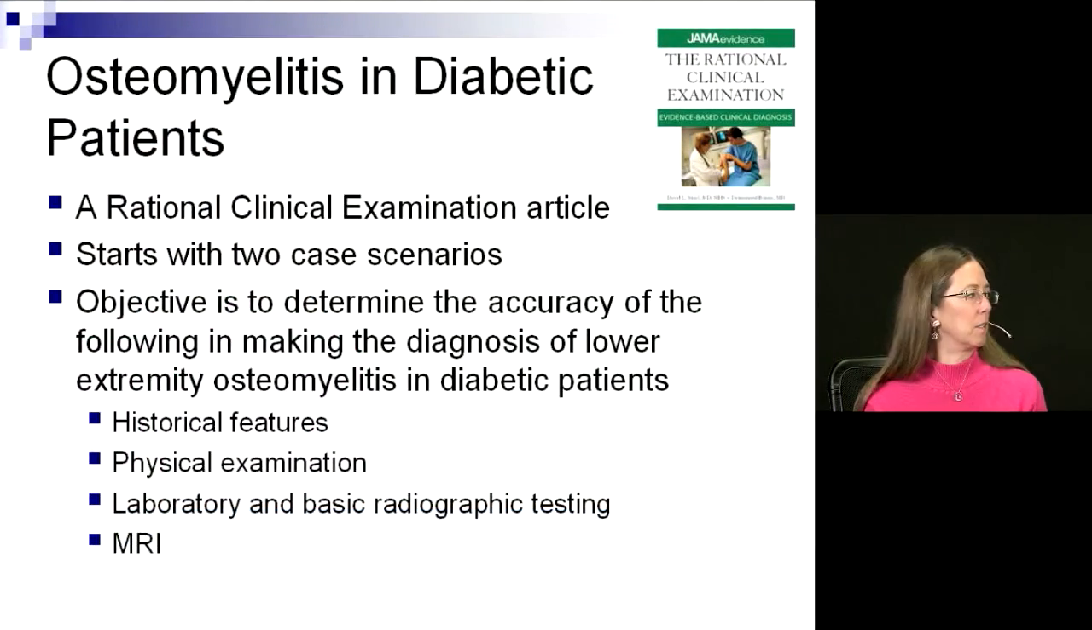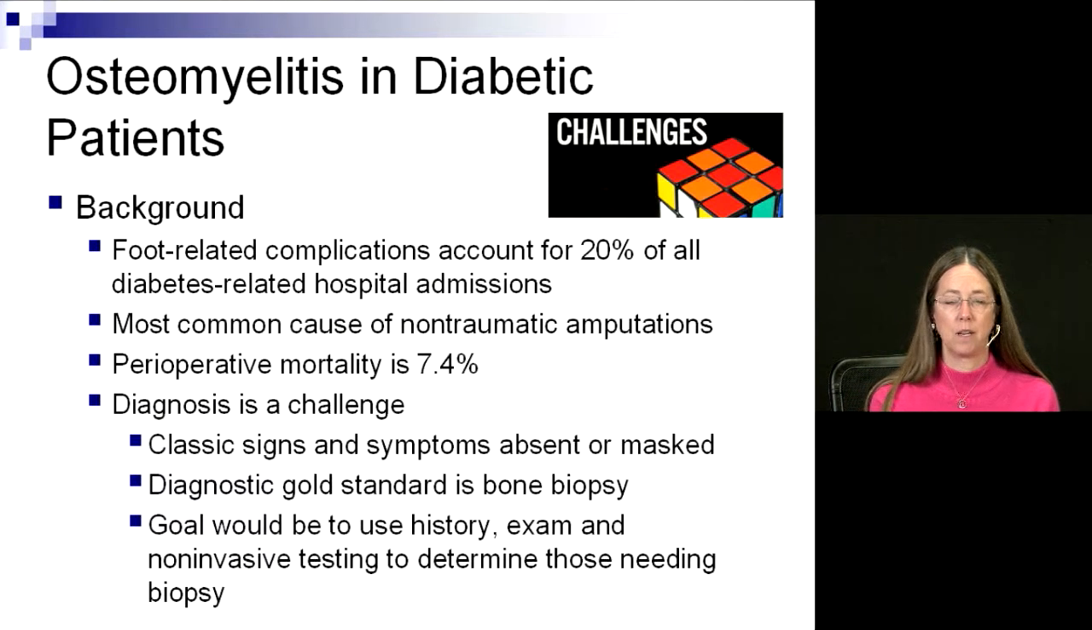These all start with one or two, sometimes 3 case scenarios that hit on what it is we want to know about trying to diagnose a particular entity. So this one had 2 cases. And it looked at trying to diagnose osteomyelitis in diabetics. And it wanted to know, is there anything in the history of the exam, in our workup or testing that really helps us say, yes, it's diabetic osteomyelitis, or it isn't, or it's osteo in a diabetic.